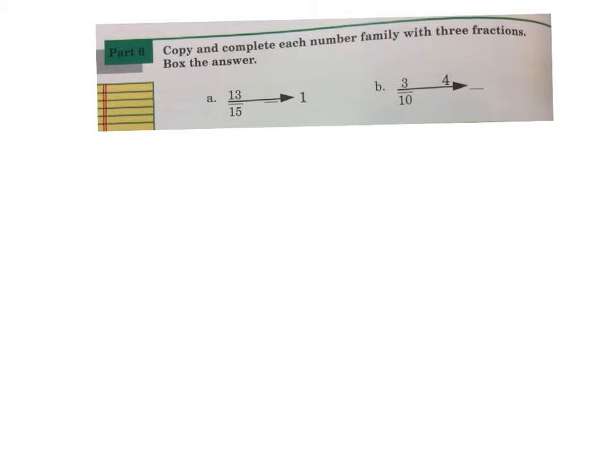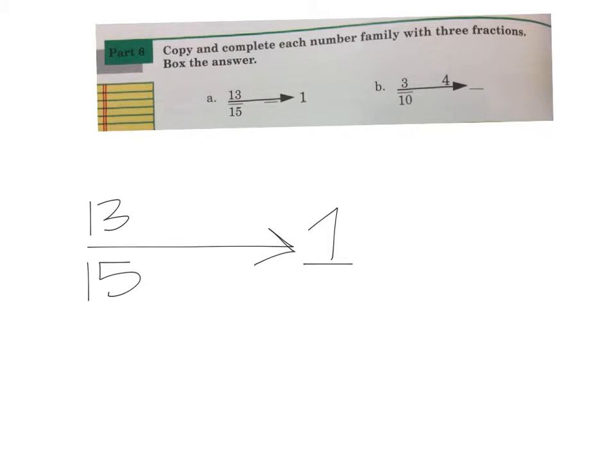So the first part for the homework was part 6, and before I start it, we have to always read the instructions. So it says to copy and complete each number family with 3 fractions. So you have to make sure that your answer has 3 fractions, or else we didn't solve it the way that we were supposed to. So for A, they give us 13/15, so we've got 1 fraction already, and then the other number that they give us is a number 1.